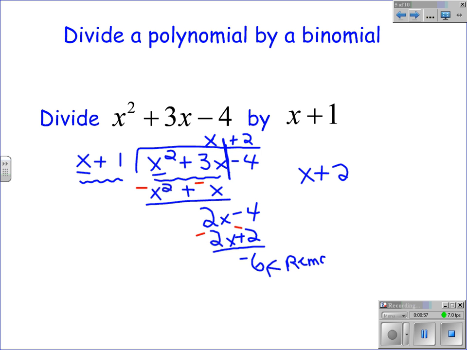You guys know that word, right? And what I'm going to do is write the remainder. You remember how you always write the remainder as a fraction? The remainder over the divisor. So you're going to write it as minus 6 over x plus 1.